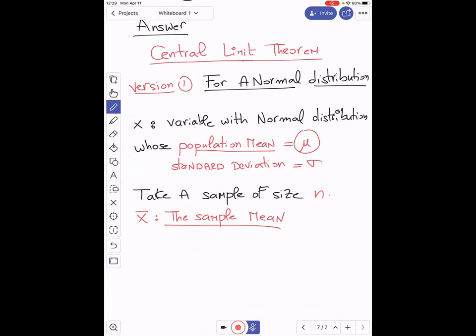Anyway, the mean is the average all the time. Yeah, the mean is the average. Mean means the average. Okay. But there are two different kinds of average. So this is the population mean and the sample mean.